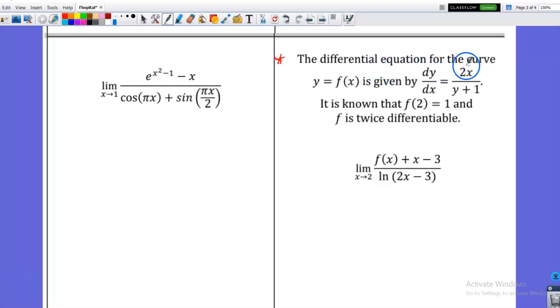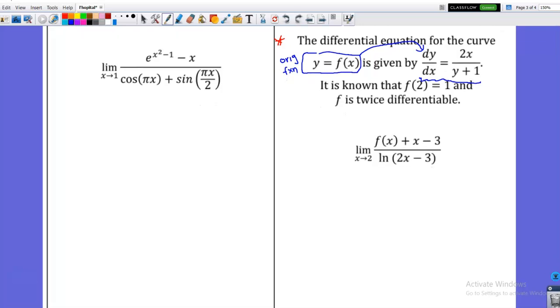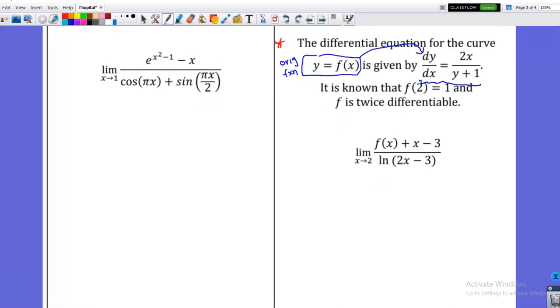So the differential equation for the curve, in other words, there is an original function whose name is y or f of x. This would be the original function. dy dx is the derivative of the original function, and this is what they're calling the differential equation. I didn't want that terminology, even though we've seen it before, to throw you for a loop. So let's go back into the problem now that we've reminded ourselves what that notation or vocabulary indicates.